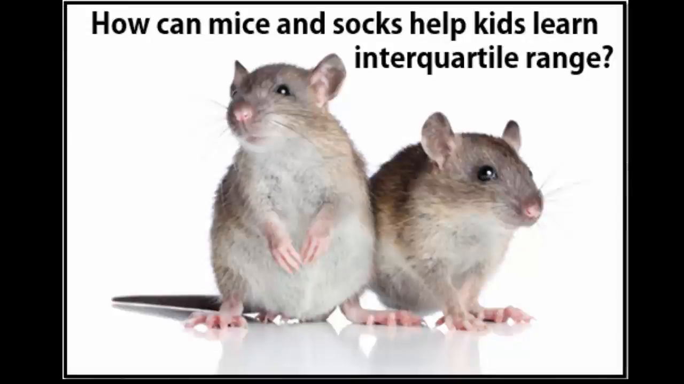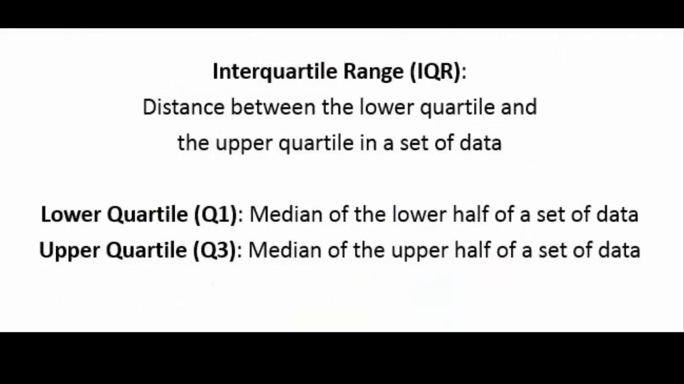How can mice and socks help kids learn interquartile range? Before we learn the connection, let's define the term. Interquartile range is the distance between the lower quartile and the upper quartile in a set of data.